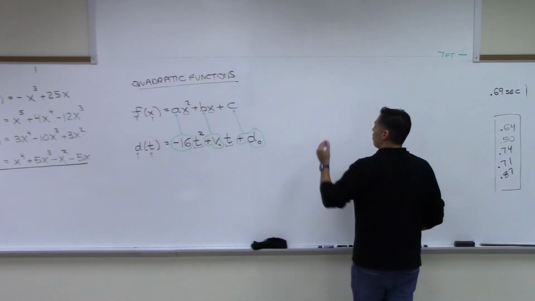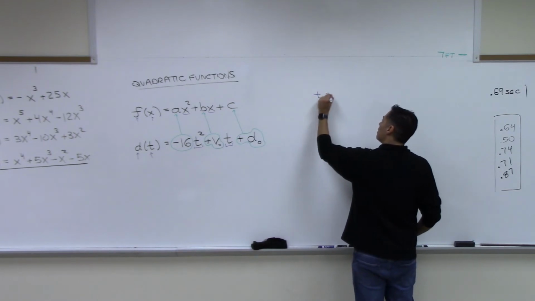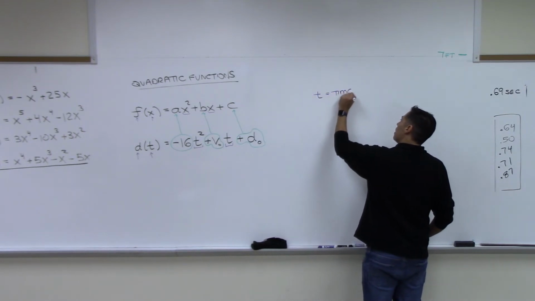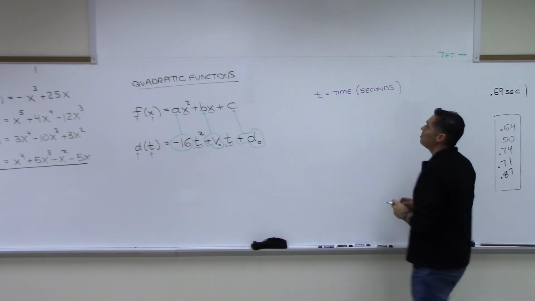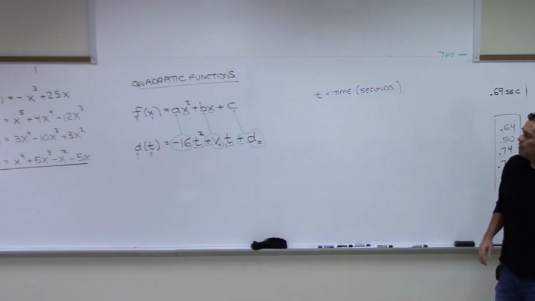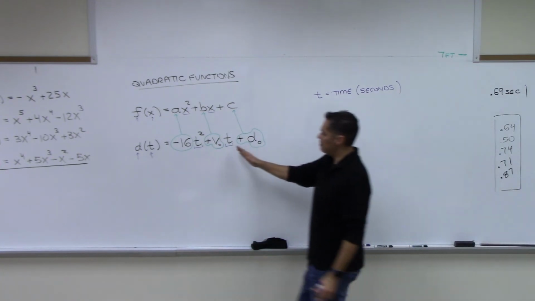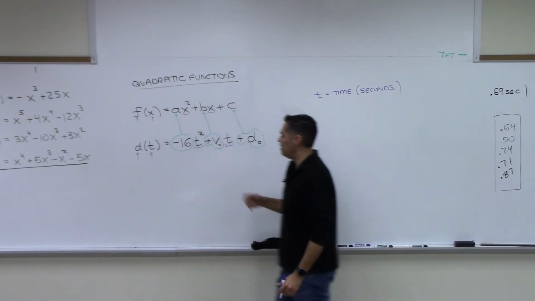First let's start with t. t is going to be time, and it's measured in seconds. In this formula, everywhere you see a t, it's a measurement of time, and it's represented in seconds.